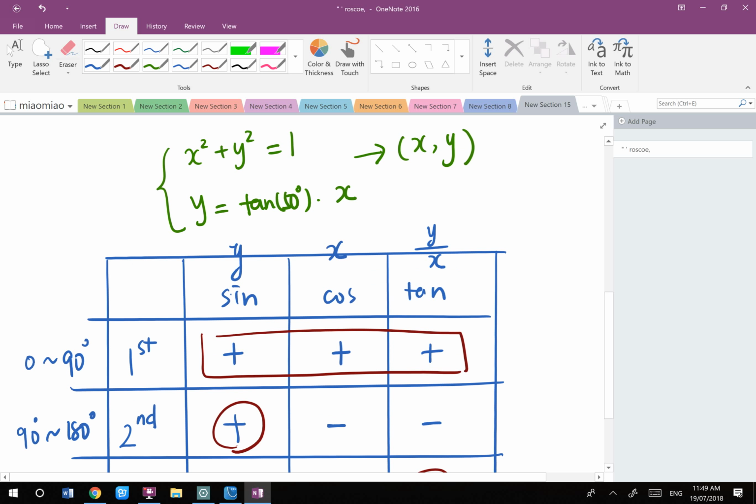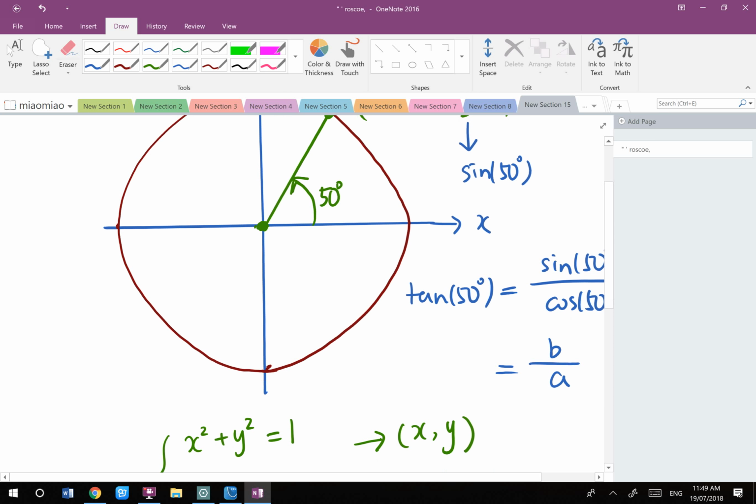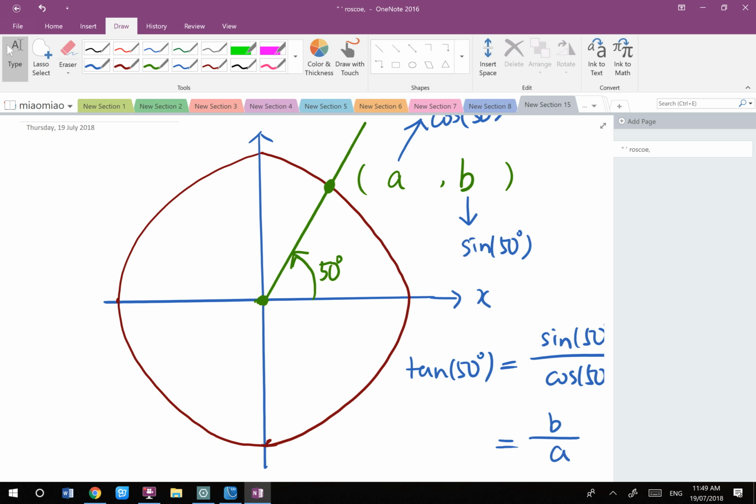So therefore, we have something I will write here called CAST. Why is it CAST? In the first quadrant, all positive. In the second quadrant, sine positive. In the third quadrant, tan positive. In the fourth quadrant, cos is positive. The rest is negative.